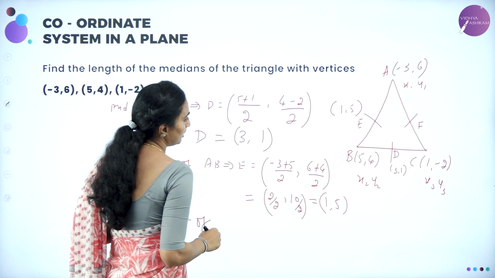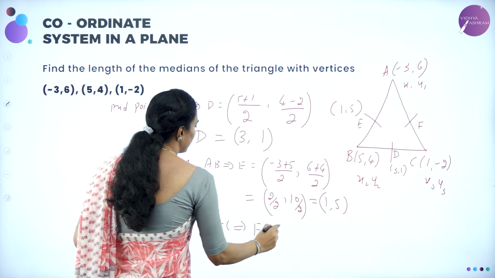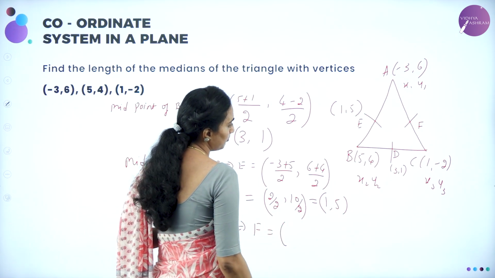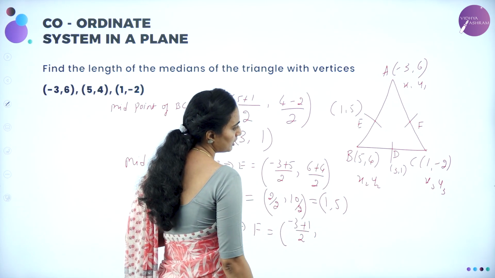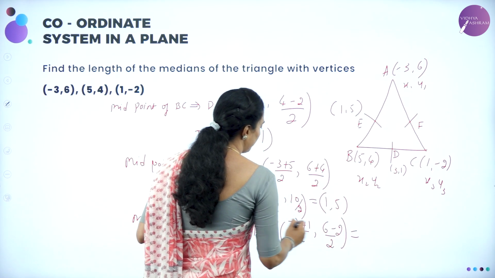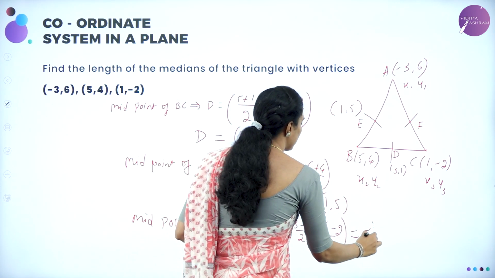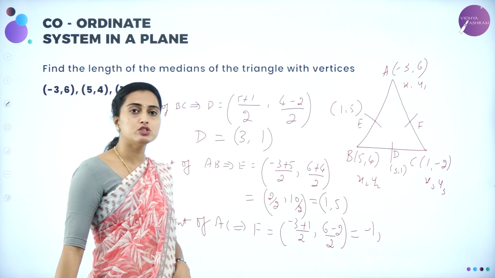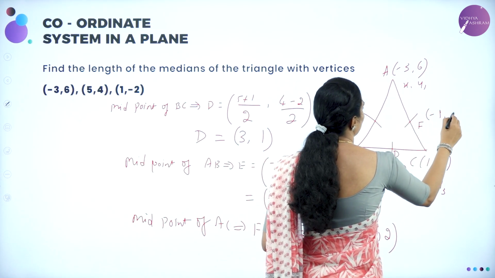of what is that? AC. AC is nothing but EF, which is minus 3 plus 1 by 2, comma, 6 minus 2 divided by 2. So the answer will be minus 3 plus 1 is minus 2 by 2. Minus 2 by 2 is minus 1, comma, 6 minus 2 is 4. 4 by 2 is 2. So this answer is minus 1, 2.